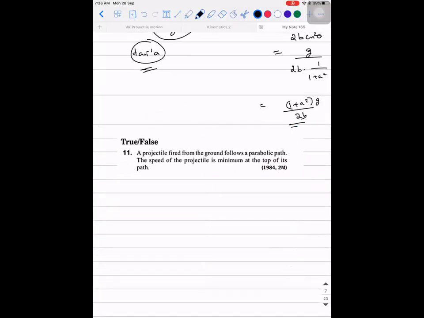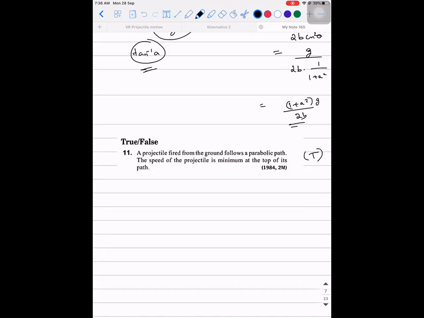A projectile fired from the ground follows a parabolic path. The speed of the projectile is minimum at the top of its path. Is it true or false? True. Yes, it's true. And what is the value of the velocity at the highest point?